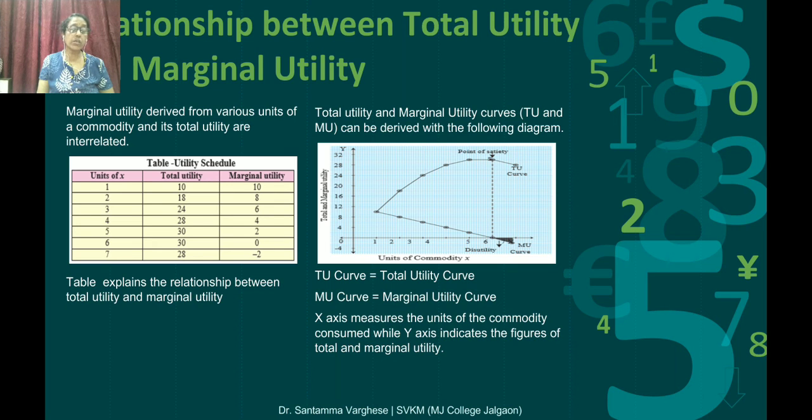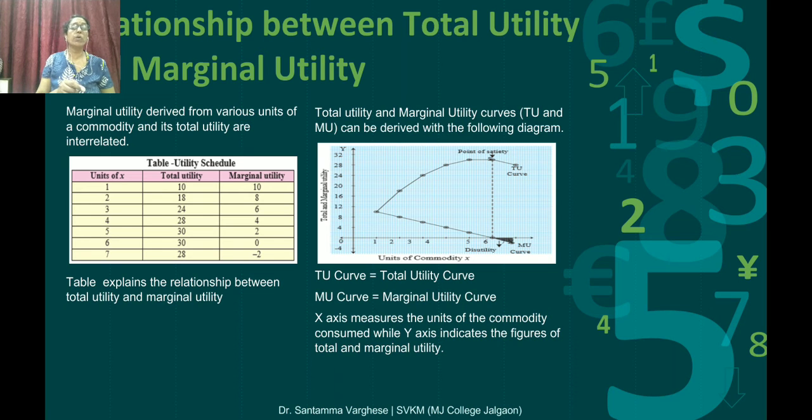When the 6th unit of X is consumed, the marginal utility is 0, because at the 5th unit of X and 6th unit of X commodity, the total utility was the same. So for the 6th unit we got 0, and for the 7th the total utility is 28. When we subtract 30 from 28, we get minus 2. Thus the marginal utility goes negative.